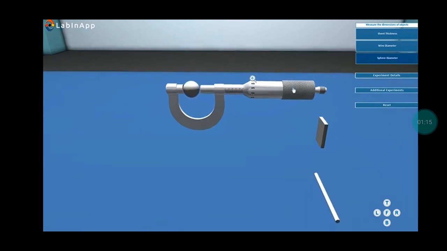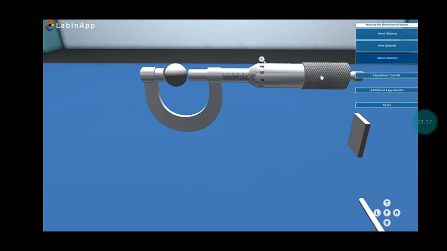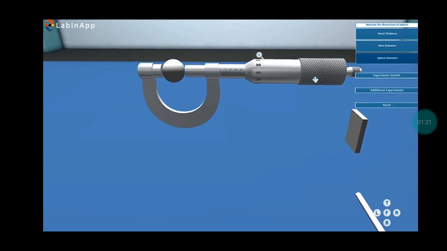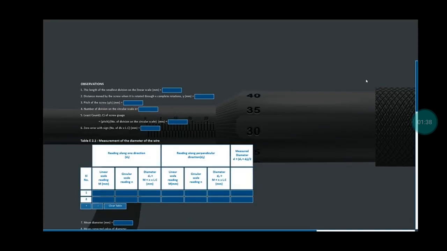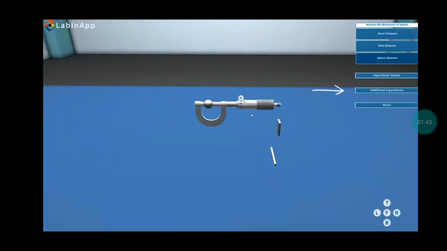Now we will place the object in between the studs of screw gauge and start rotating the circular scale till it is fit, and we will rotate from the ratchet. We rotate till it fixes gently in between. We will take the reading on the linear scale and the circular scale. We will record the reading in the observation table. Then we will complete the experiment.